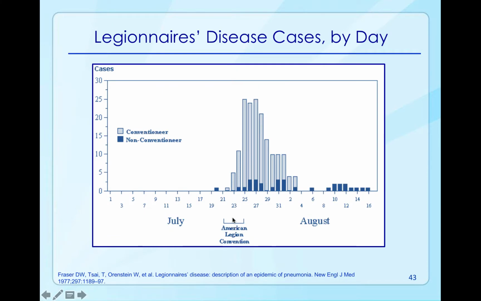This graph indicates the number of Legionnaire's disease cases by day in July and August of 1976. Remember, these are the number of cases, not the disease rate. The arrow indicates that the number of cases peaked from July 25th to July 27th, and then the numbers begin to decline thereafter. We can infer that the number of cases started soon after the convention began. By the end of the convention, the number of cases had reached its peak.